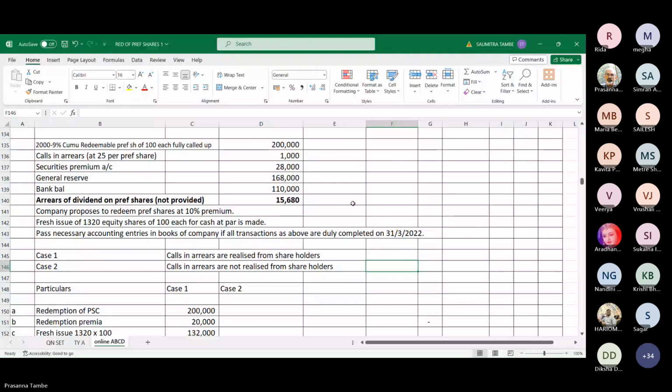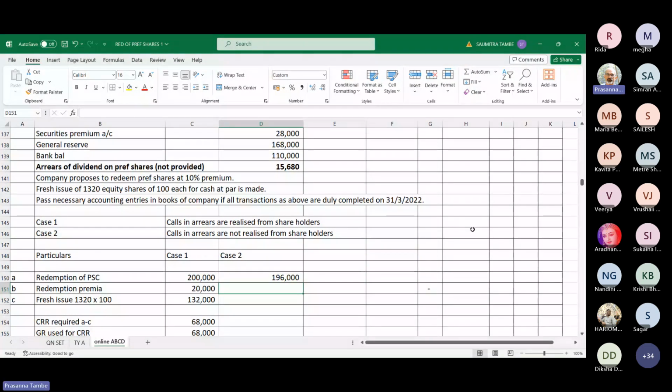1960, right? So its face value will be 100 rupees. So 1960 into 100 rupees is 1,96,000. Correct?